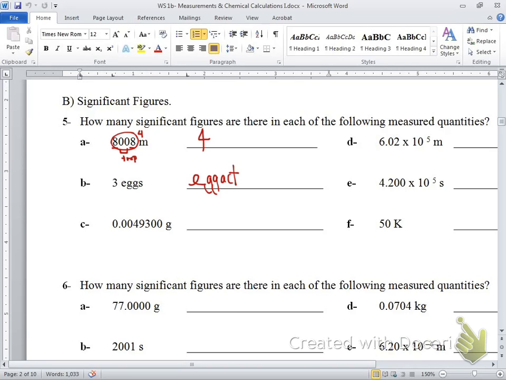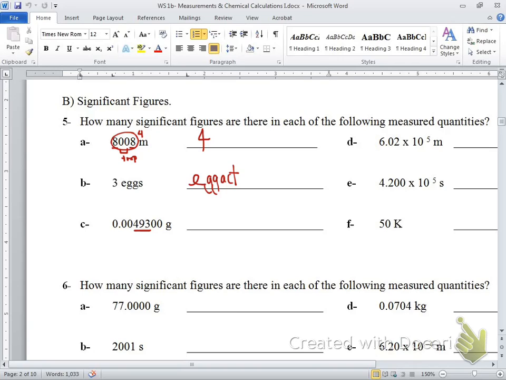So, C, and then I'll have you guys do the ones on the right. Okay. So C is all the non-zero digits. So I'm going to underline those. Leading zeros, those are the ones on the left side, the way we write numbers, on the left side of the number. Those are not significant.